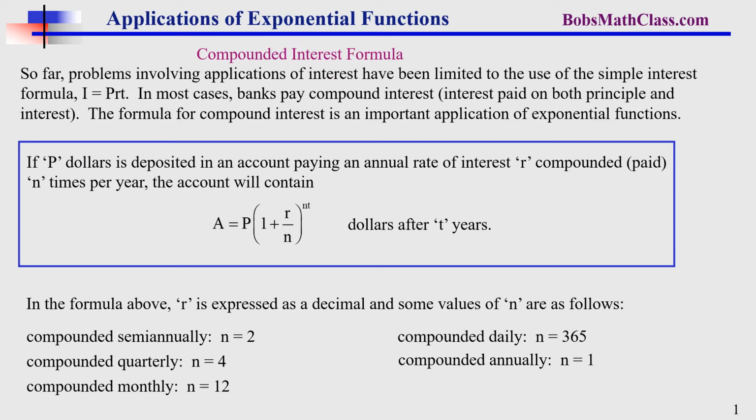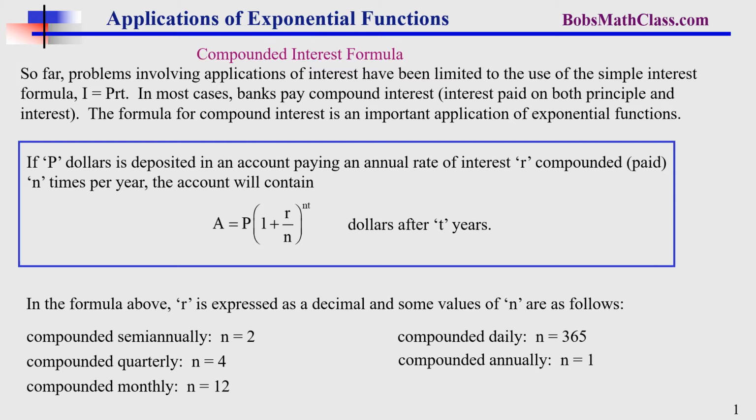A equals P, and then in parentheses is 1 plus R over N, and then the exponent is N times T. P stands for your principal, how much you invested. And A is going to be how much money you have after T years. So T is in years, and N is the number of times it's compounded per year, and R is your interest rate.